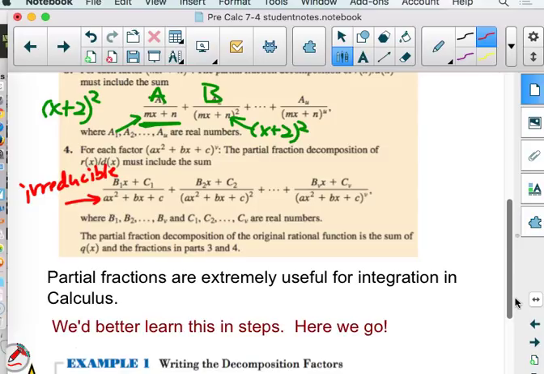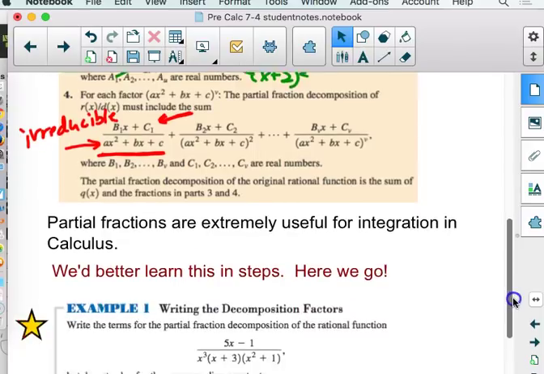Now notice, when you have irreducible quadratics, it's not just A and B anymore. You have to use one less degree than what you have in your denominator. So if our denominator has quadratics in it, then we have to use linear terms in our numerator. So the partial fraction decomposition of the original rational function is the sum, q of x, and the fractions in parts 3 and 4. We are taking a fraction and we are breaking it apart.